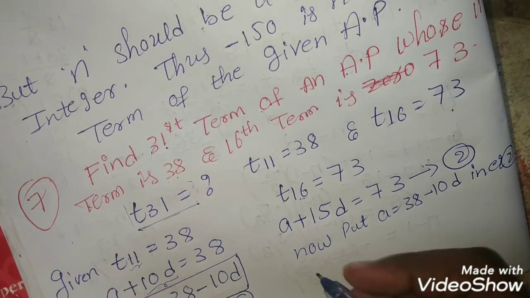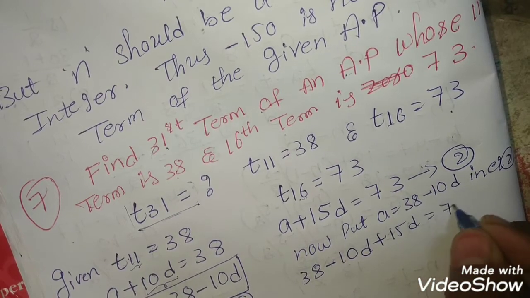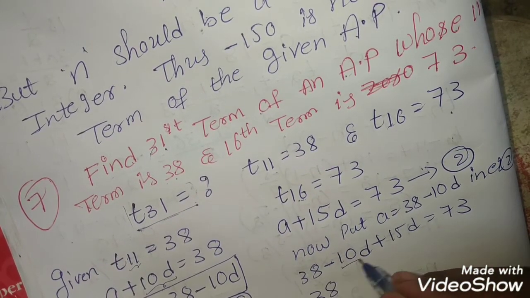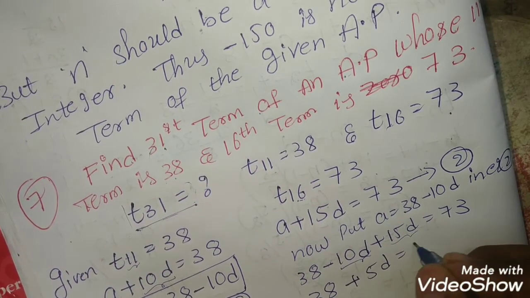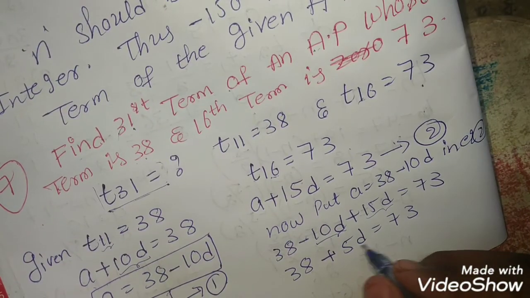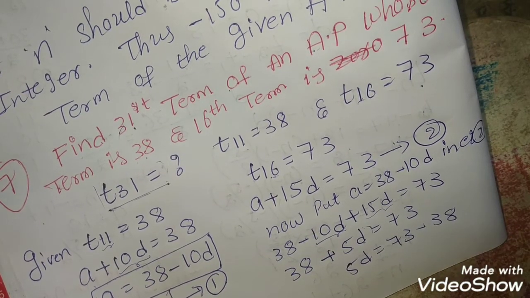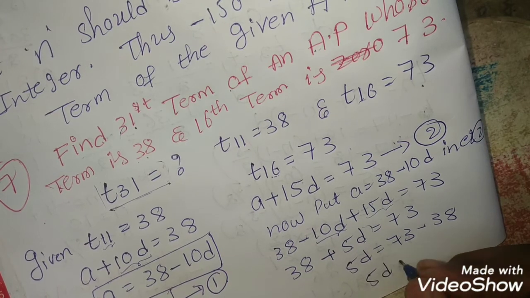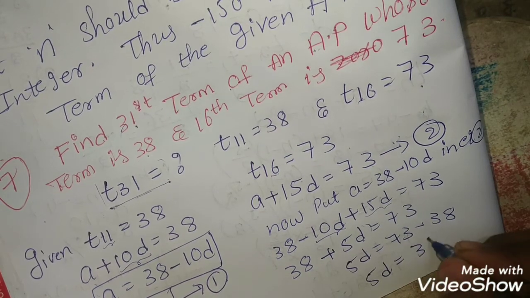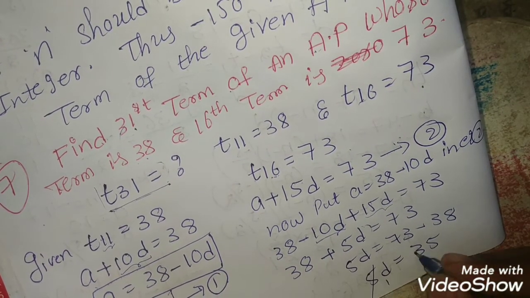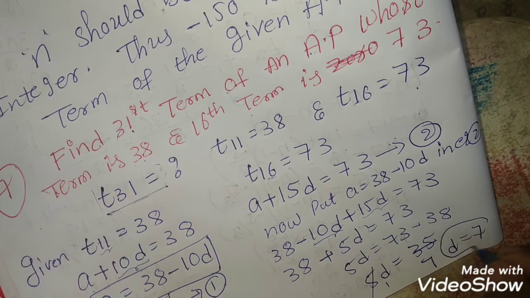What is A here? Write down 38 minus 10D plus 15D is equal to 73. That gives 38 plus 5D is equal to 73. We need the common difference, so 5D is equal to 73 minus 38. 73 minus 38 is 35. So 5 sevens are 35. What is the common difference here? D is equal to 7.